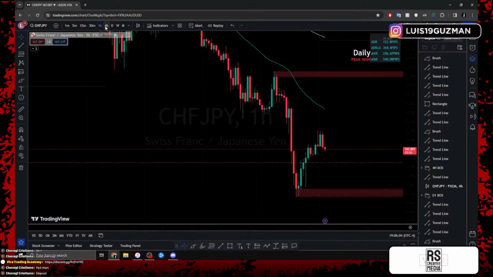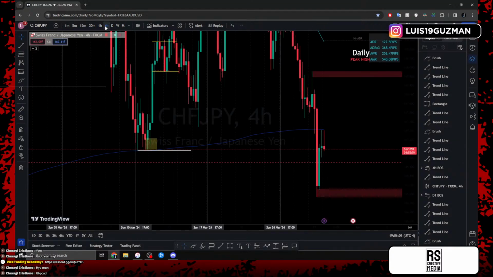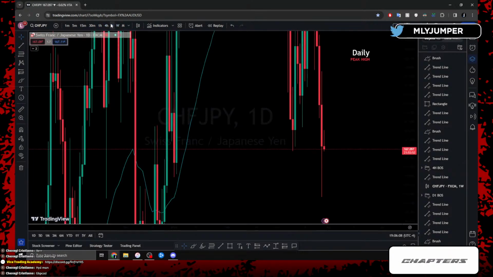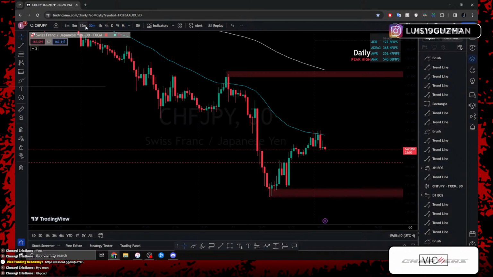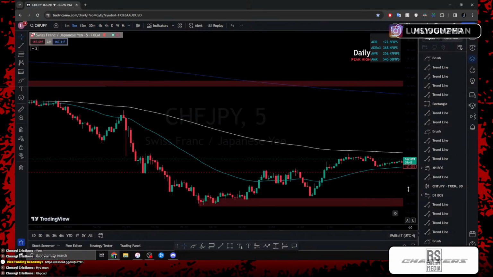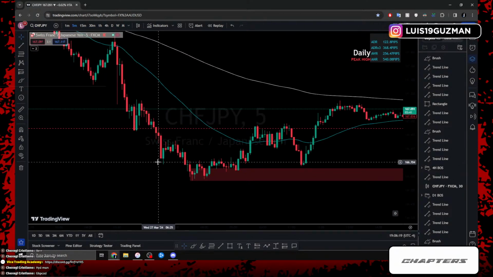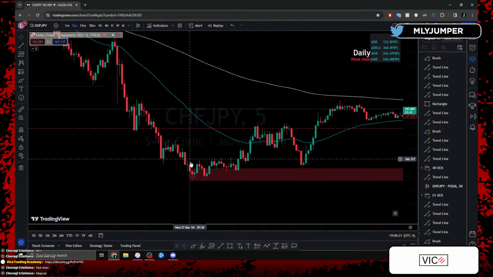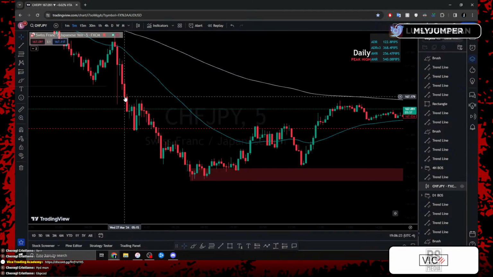Last thing I want to see, do we have an engulfing candle, a red green, at any place in the 4-hour? No. Daily time frame? No. 30? No. 15? No. On the 5-minute I want to see the internal structure. We have lower low, lower high, lower low, lower high, lower low. I would call this the same structure.